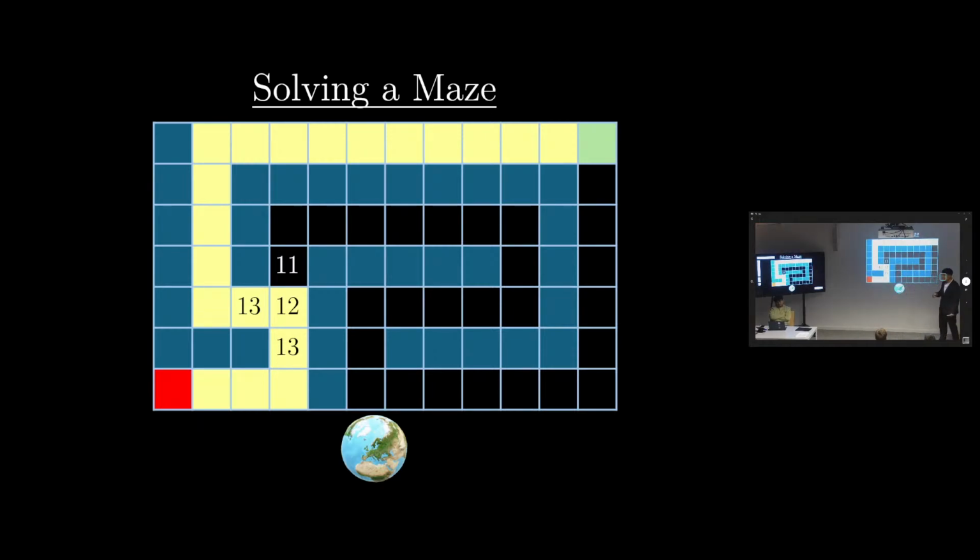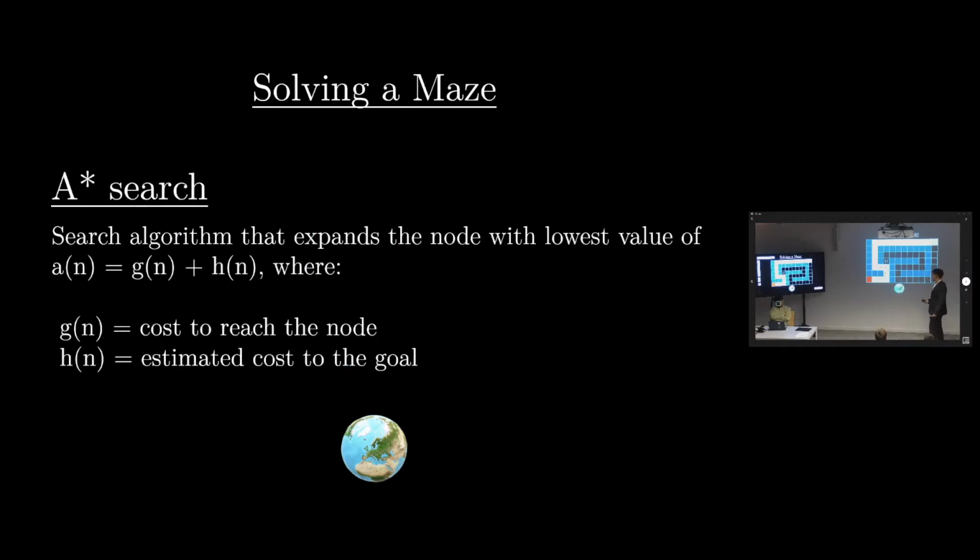So people came up with another algorithm that is even, I would say, smarter, that we call A-star search. A-star search is a search algorithm that expands the node with the lowest value of a(n), such that a(n) is equal to g(n) plus h(n), where g(n) is the cost to reach the node, and h(n) is the estimated cost to the goal, which was our heuristic.